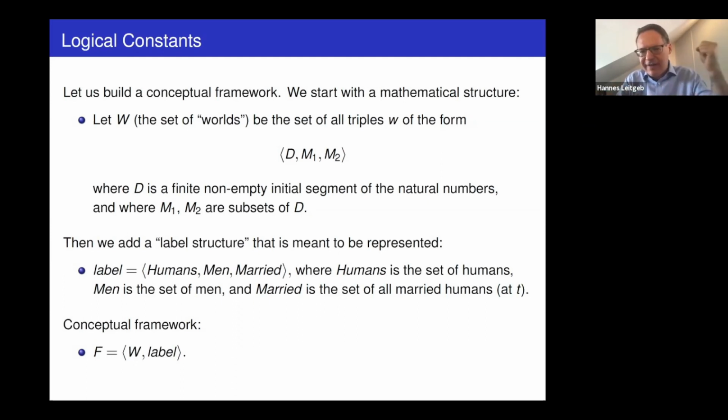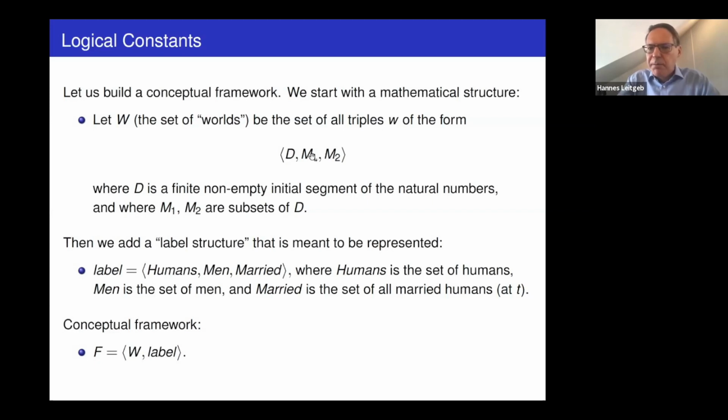We fix a time, then we get these sets, we stick them into the label structure, and that's what you have. And then you put the set of worlds and the label structure together, and you get an F here, and that's one of my conceptual frameworks. So very, very simple. Roughly, the idea will be, in the mathematical part, the D set will correspond to the set of humans.